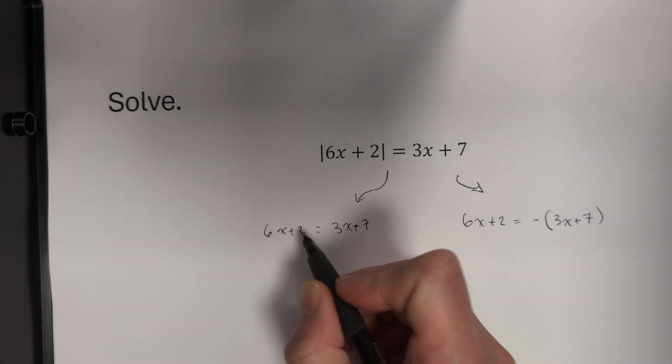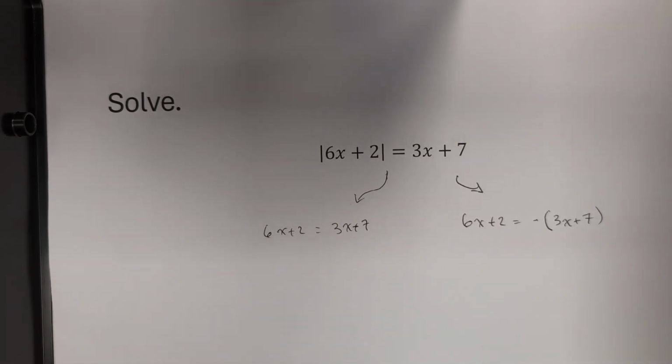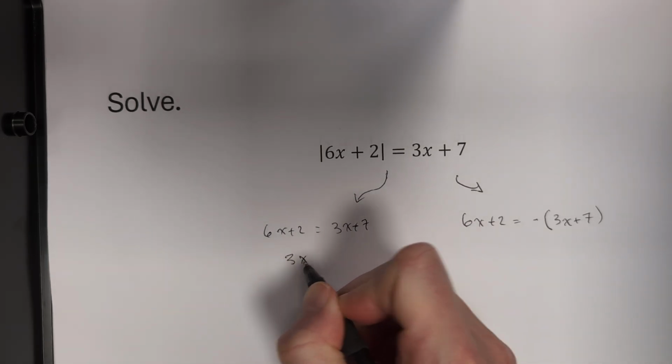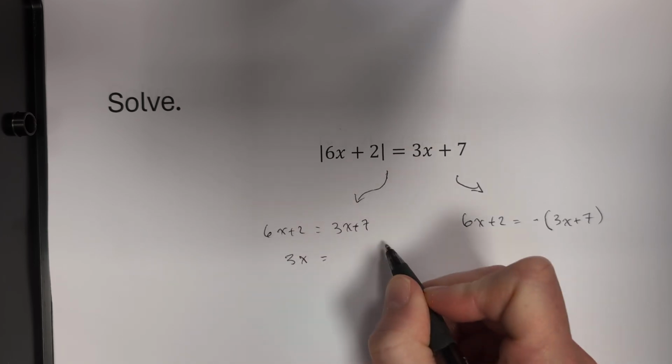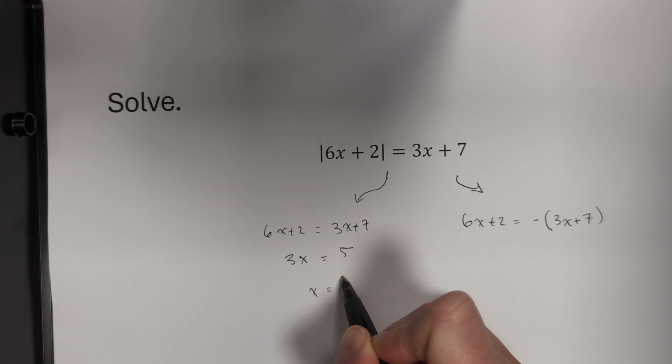So minus 3x from both sides, minus 2 from both sides. I'm not going to be pedantic in solving these linear equations, because hopefully, if you've gotten this far, you know that. And subtracting 2. So 3x and then take away 2. x could be 5/3.